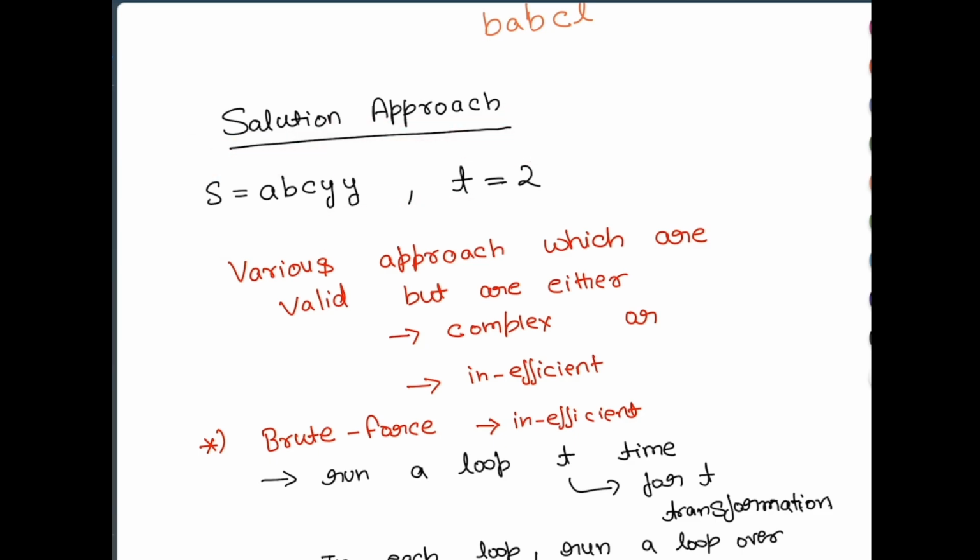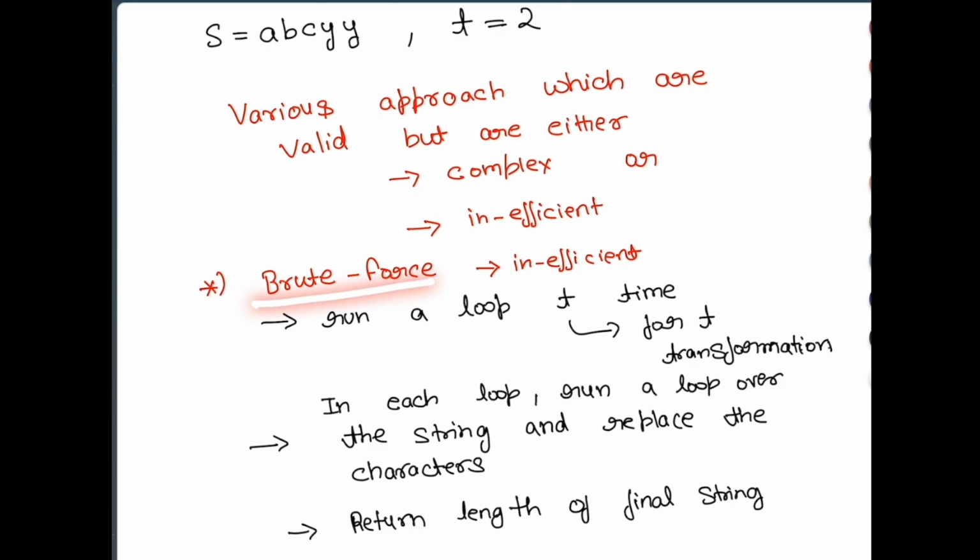Now the thing is, there are various approaches which are valid, but they are either complex to implement or they are inefficient. The first one is brute force. You can just brute force the solution, but this is going to be inefficient. You can just run a simple loop t times, because we need to do the transformation t times.